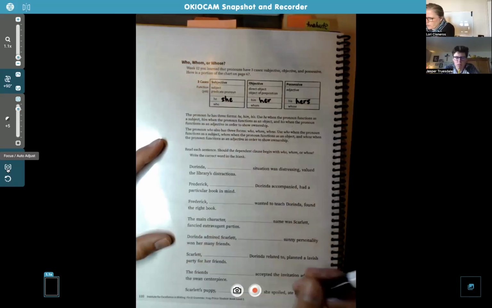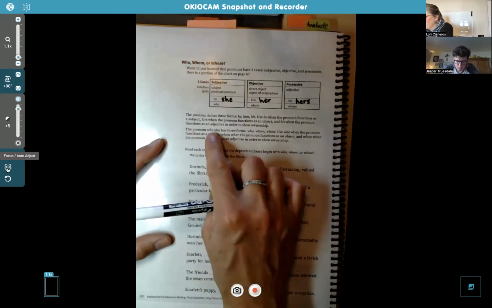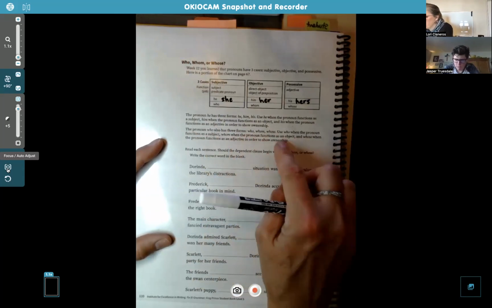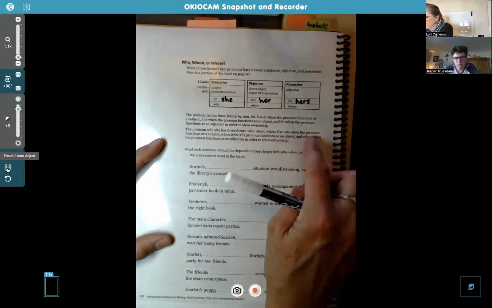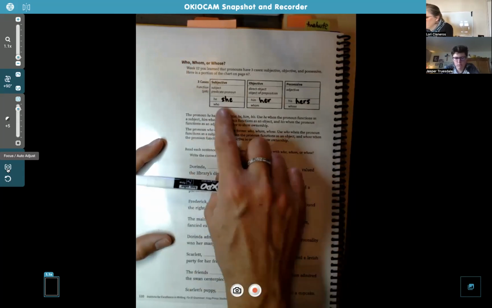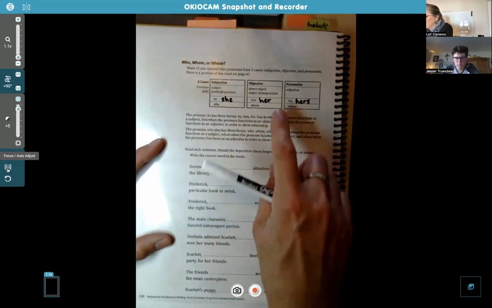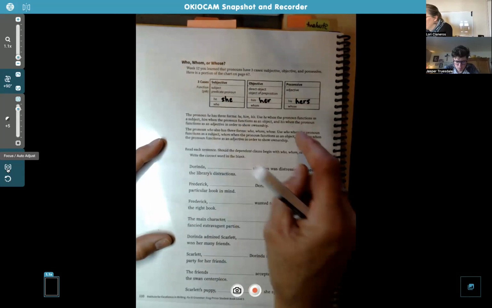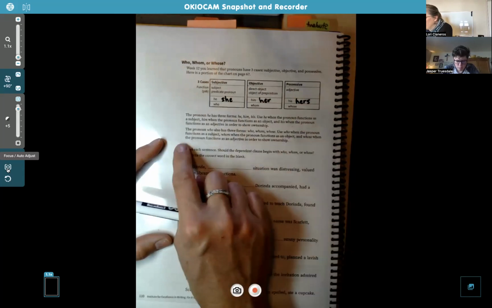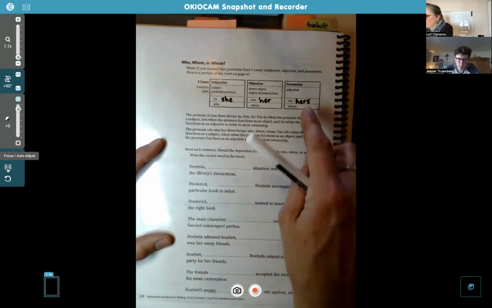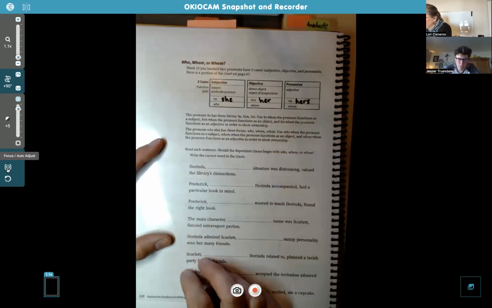You'll ask yourself some questions here. So basically it says the pronoun who has three forms: who, whom, and whose, which we've been talking about. Use who when the pronoun functions as a subject, listed here under subject. Use whom when it functions as an object, under object. And then whose when the pronoun functions as an adjective in order to show ownership, so his or hers.